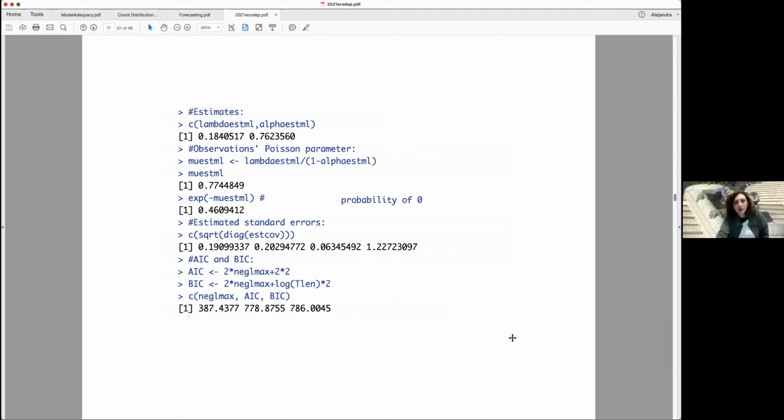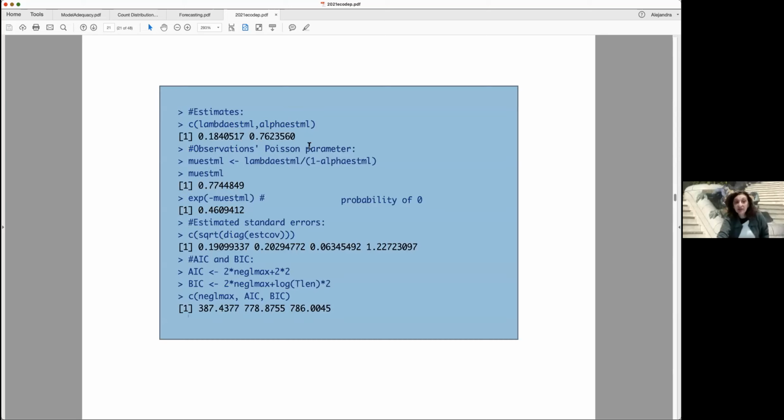Okay, so we have estimated the parameters by maximum likelihood. I'll show you later, it's just writing down the log likelihood and passing it through a minimizer. It's not very complicated. So what we have is lambda estimated at 0.18 and alpha at 0.7.